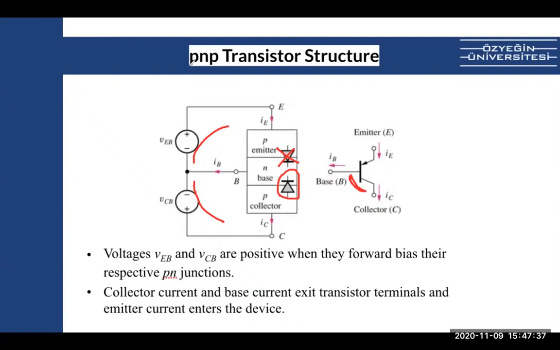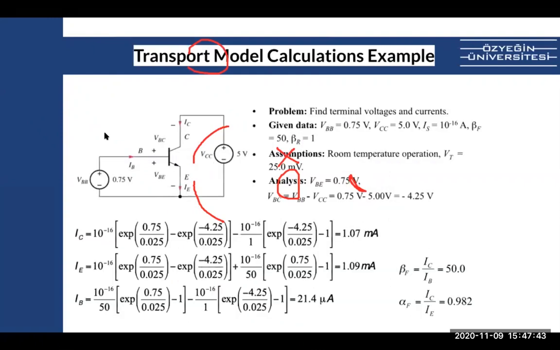Well, this is a PNP structure, I'm sorry. So I jumped one slide. Okay, heavily we depend on that base emitter voltage. We don't use this BC voltage. We usually make this diode off.